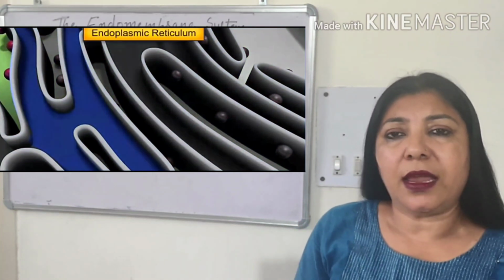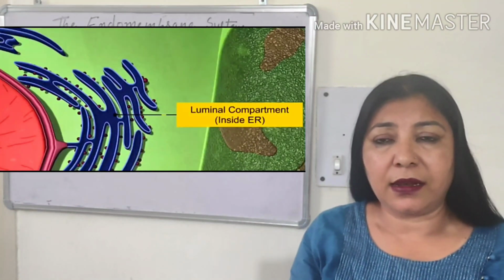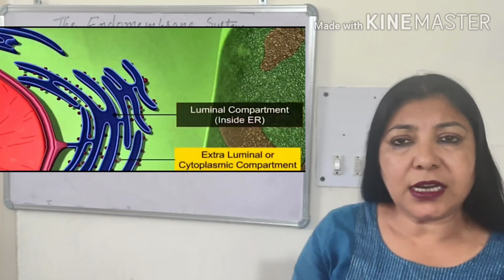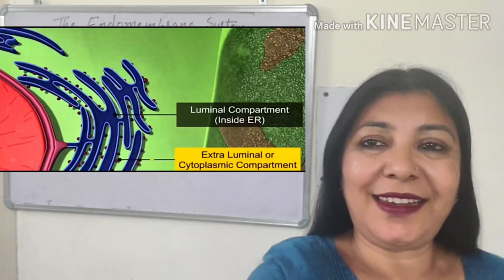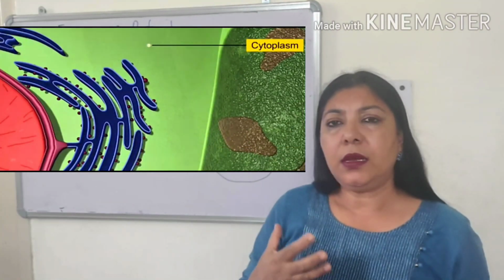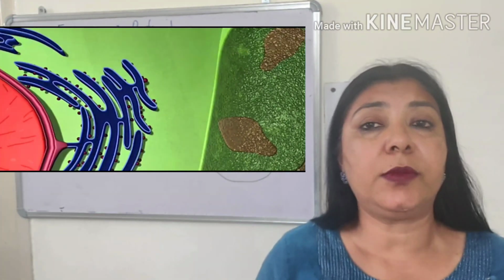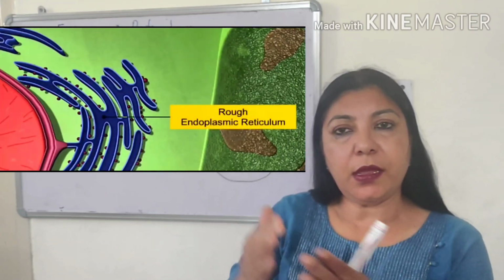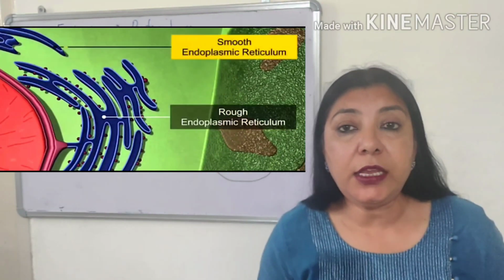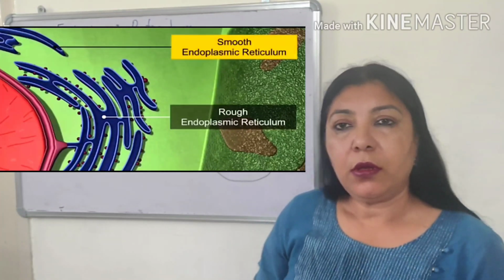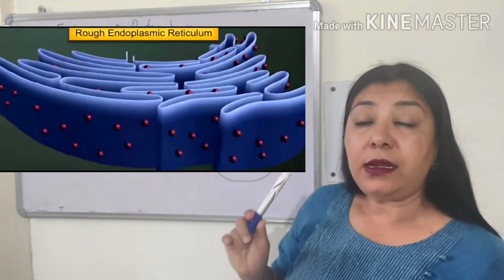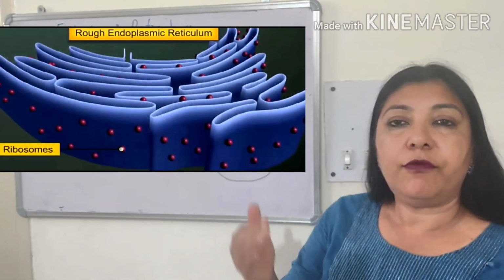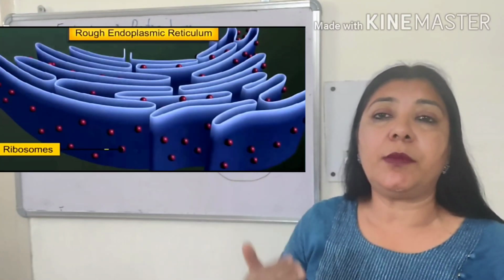Endoplasmic reticulum is in a way a skeleton of the cell. It acts as a transportation system of the cell. So let's study the details of endoplasmic reticulum. The literal meaning of the word endoplasmic reticulum: endo means inside, plasmic means plasma membrane, and reticulum means network. So you can correlate that it is a network of tube-like structures which is present inside the plasma membrane.